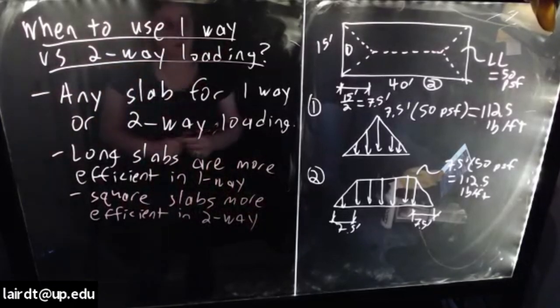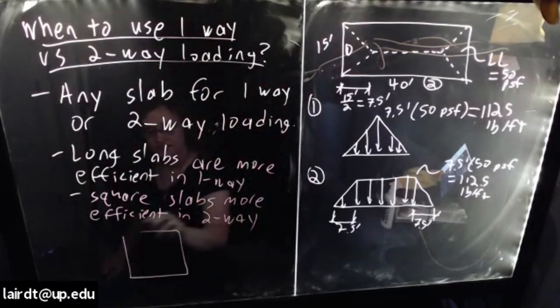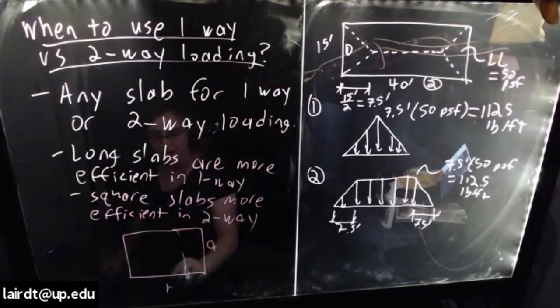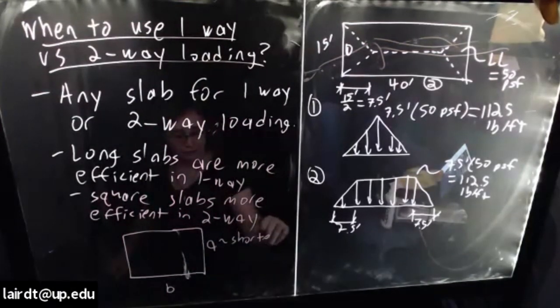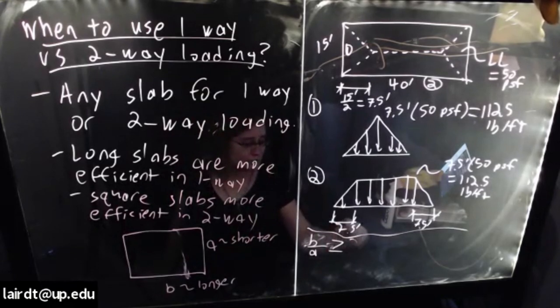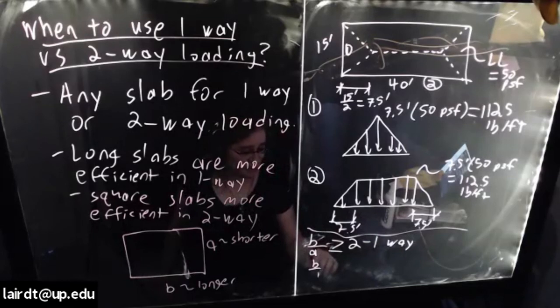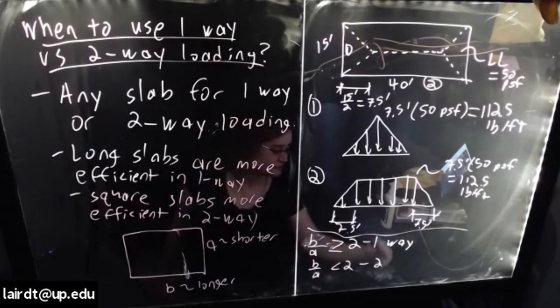Now, how to determine what the cutoff point is? Well, there is a simple rule of thumb you can use. If you have slab dimensions, let me make clear that this is a rectangular slab, A and B. Let's say A is the shorter and B is the longer. If B over A, basically the ratio of the longer to the shorter dimension, is greater than or equal to 2, that's the case where we're going to want to use one-way loading. In other words, if it's twice as long as it is wide, that's probably a good point to assume one-way loading. And if B over A is less than 2, that's a good time to assume two-way loading.